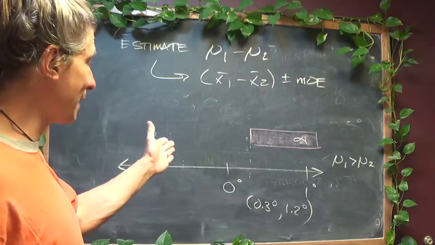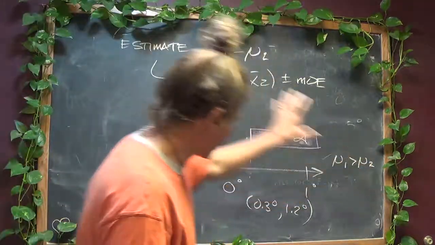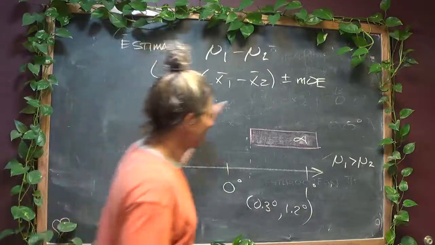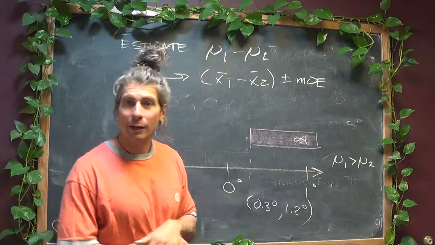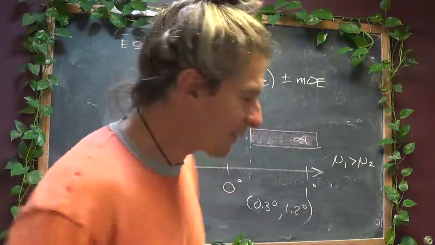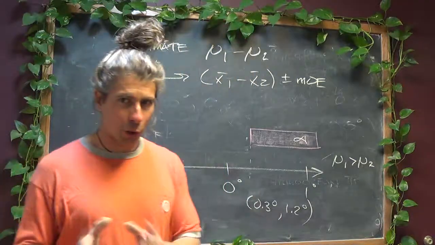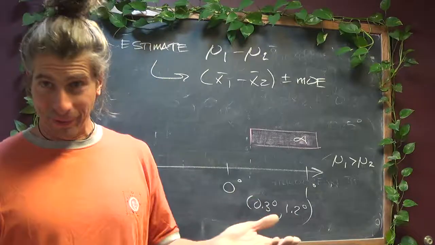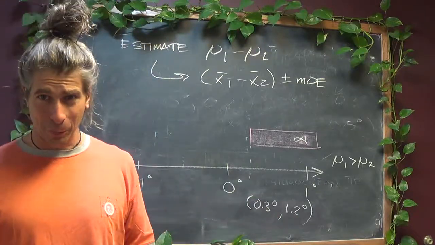If 0 is not in there, that means the entire interval is on one or the other side of 0. If it's on the right side of 0, μ1's bigger. If it's on the left side of 0, μ1's lesser. There you go. I think what was hanging you all up was we're trying to make it harder than it had to be, which is often the case with us as math students. We do that all the time, don't we?